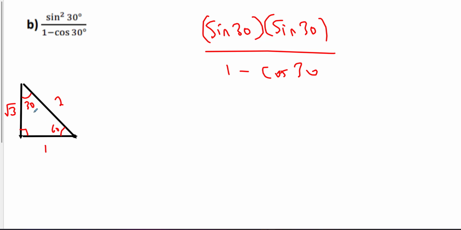So sine 30 is opposite, which is 1 over 2. So this is just 1 over 2. So 1 over 2 times 1 over 2, or 1 over 2 squared. So that's that square there. So you have a fraction on the top. Now we have 1 minus, what's cos 30? Cos 30 is adjacent, which is root 3 over 2.